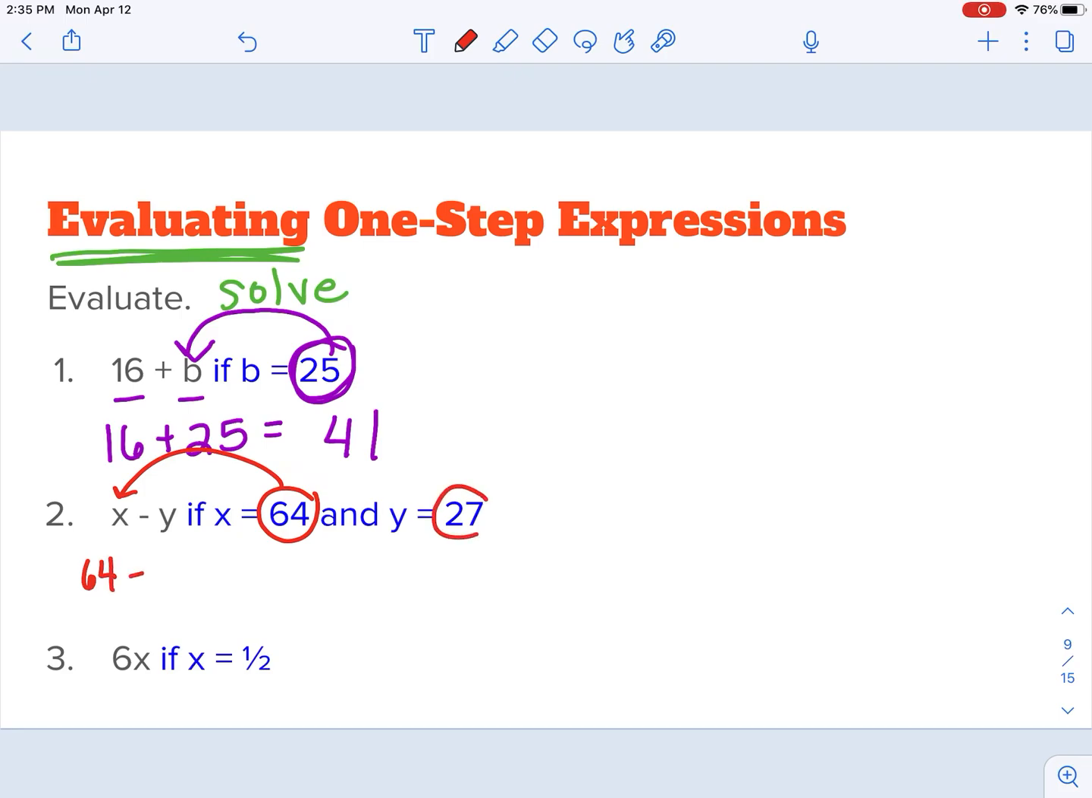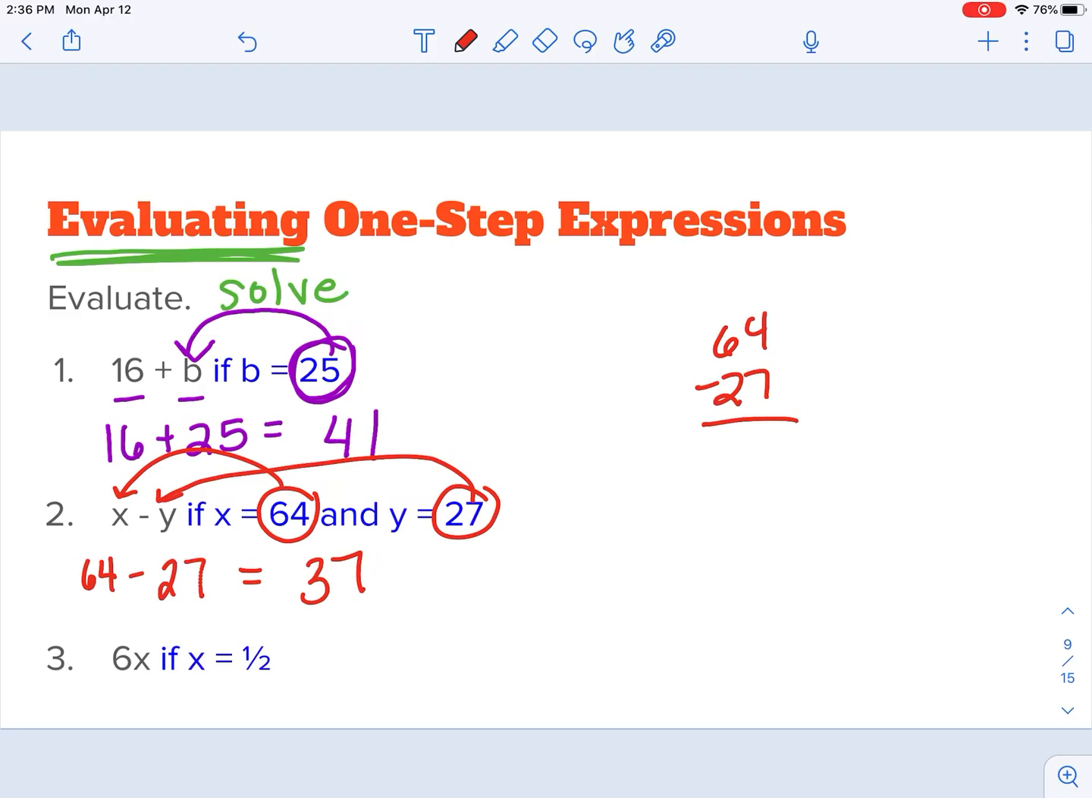And it's telling me that y is 27. So I'm going to put 27 in for y. Now I realize that you might need to use a calculator for some of these that I'm doing in my head. And that's okay if you need to, or you can always write on the side of your paper like that. And the answer is 37.